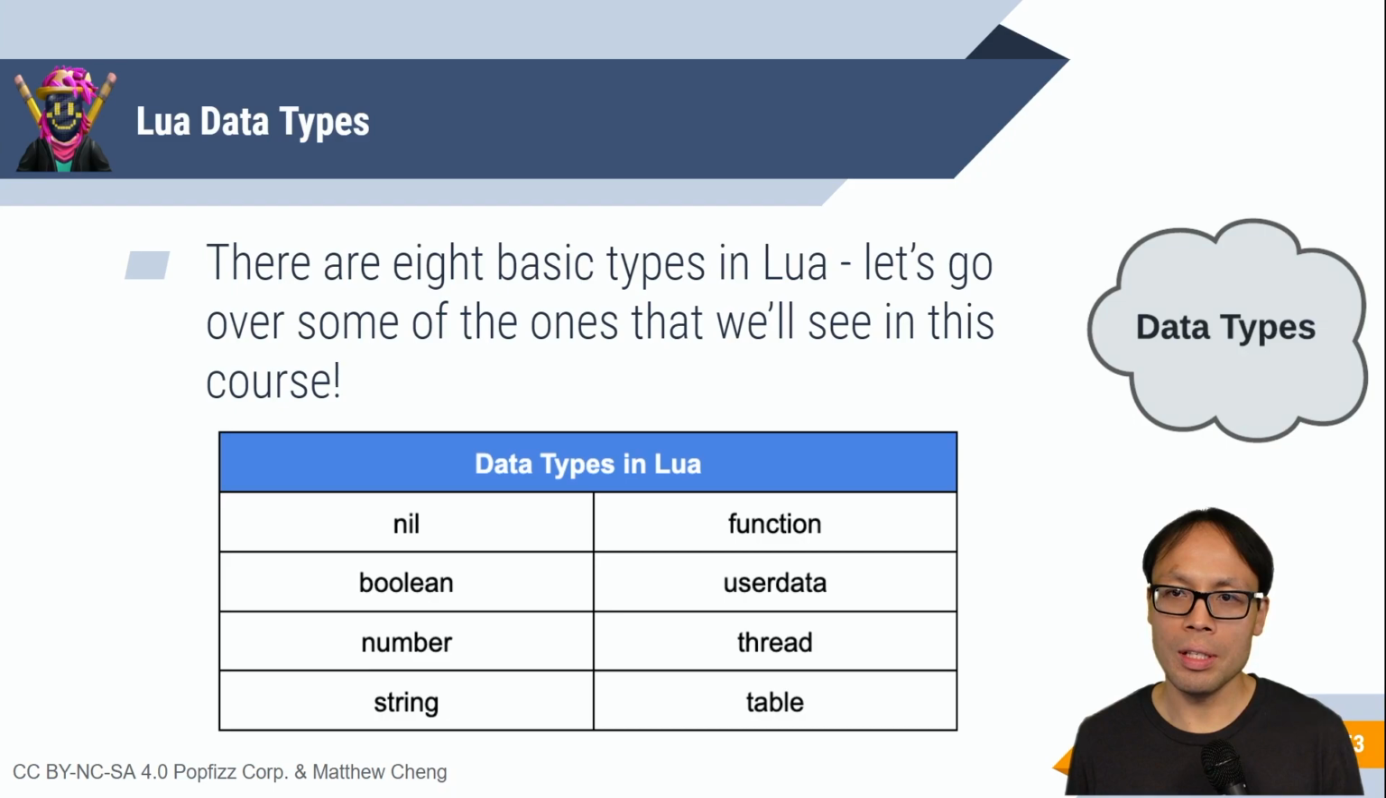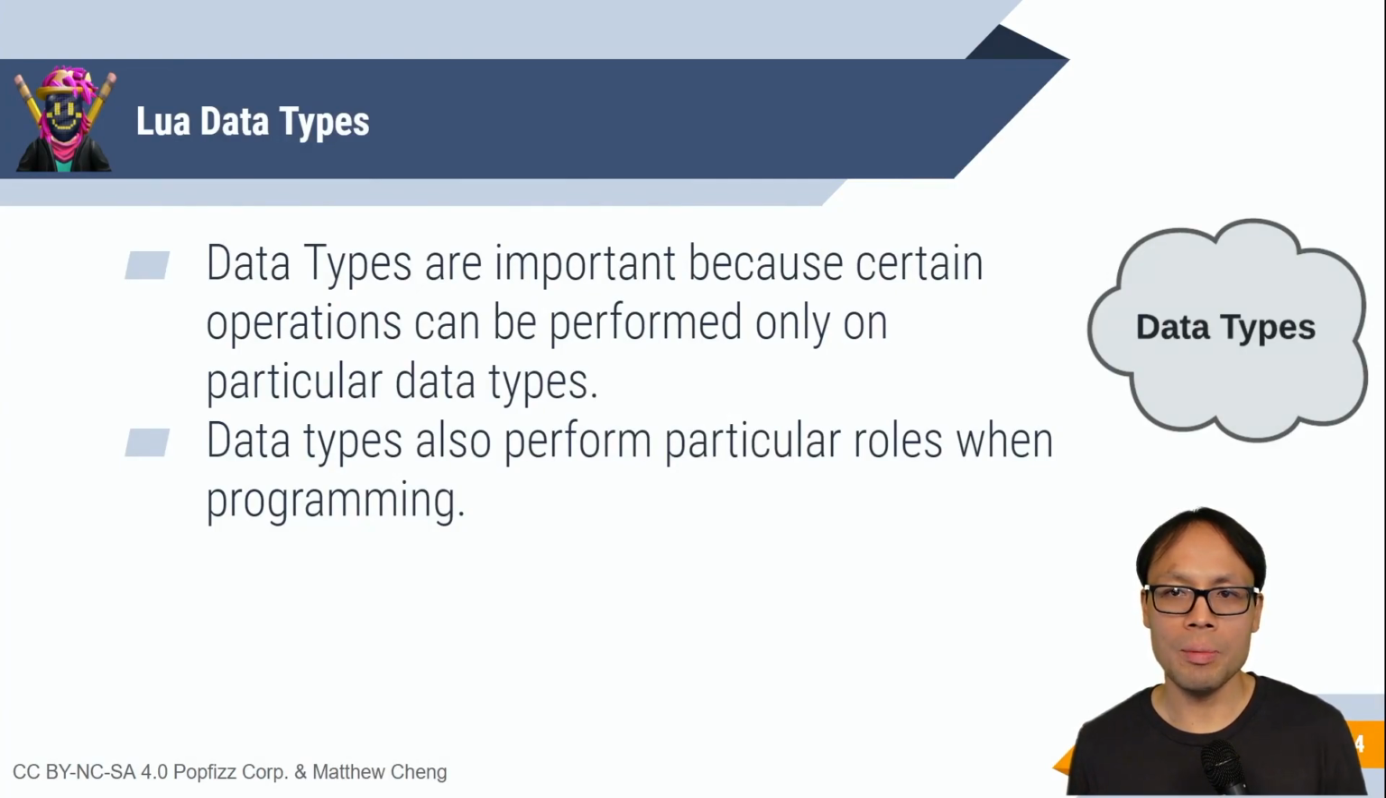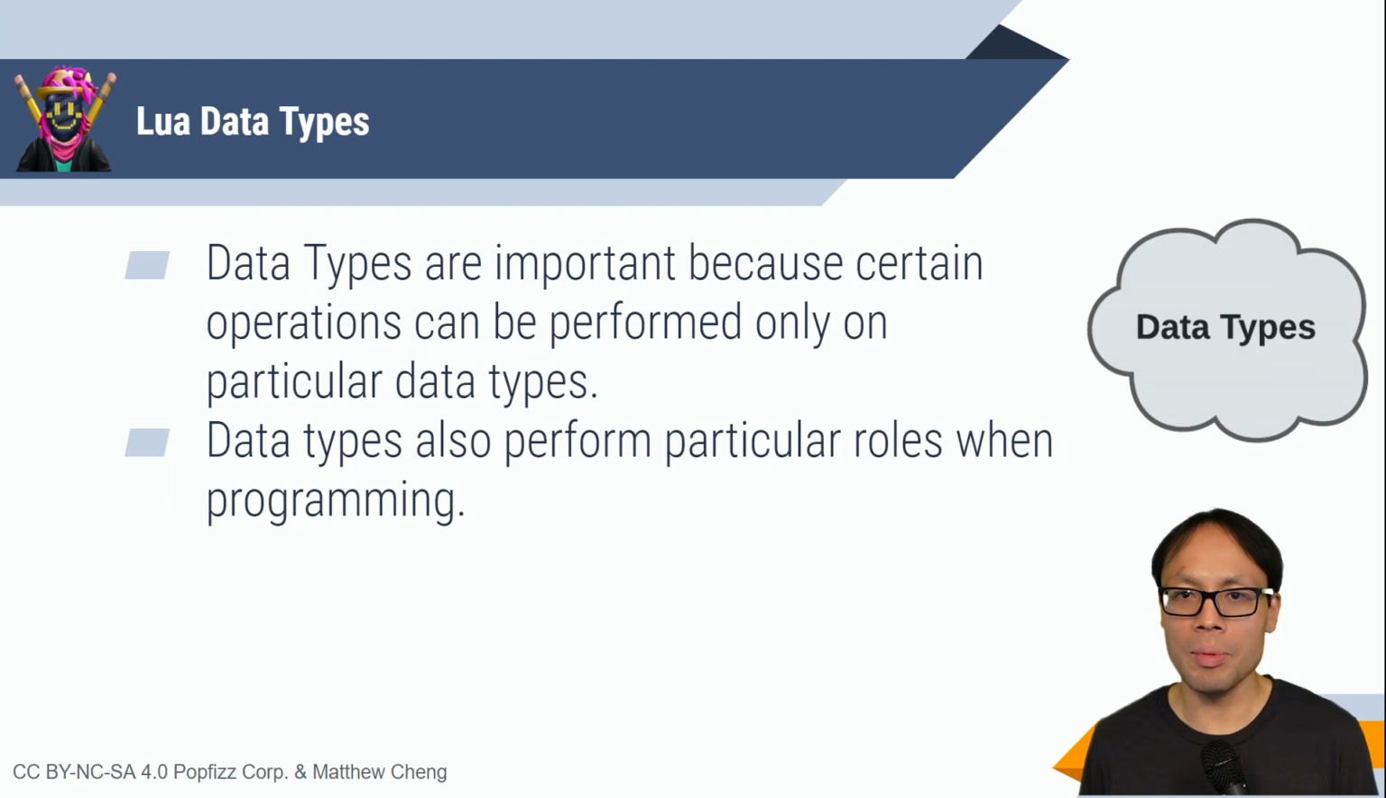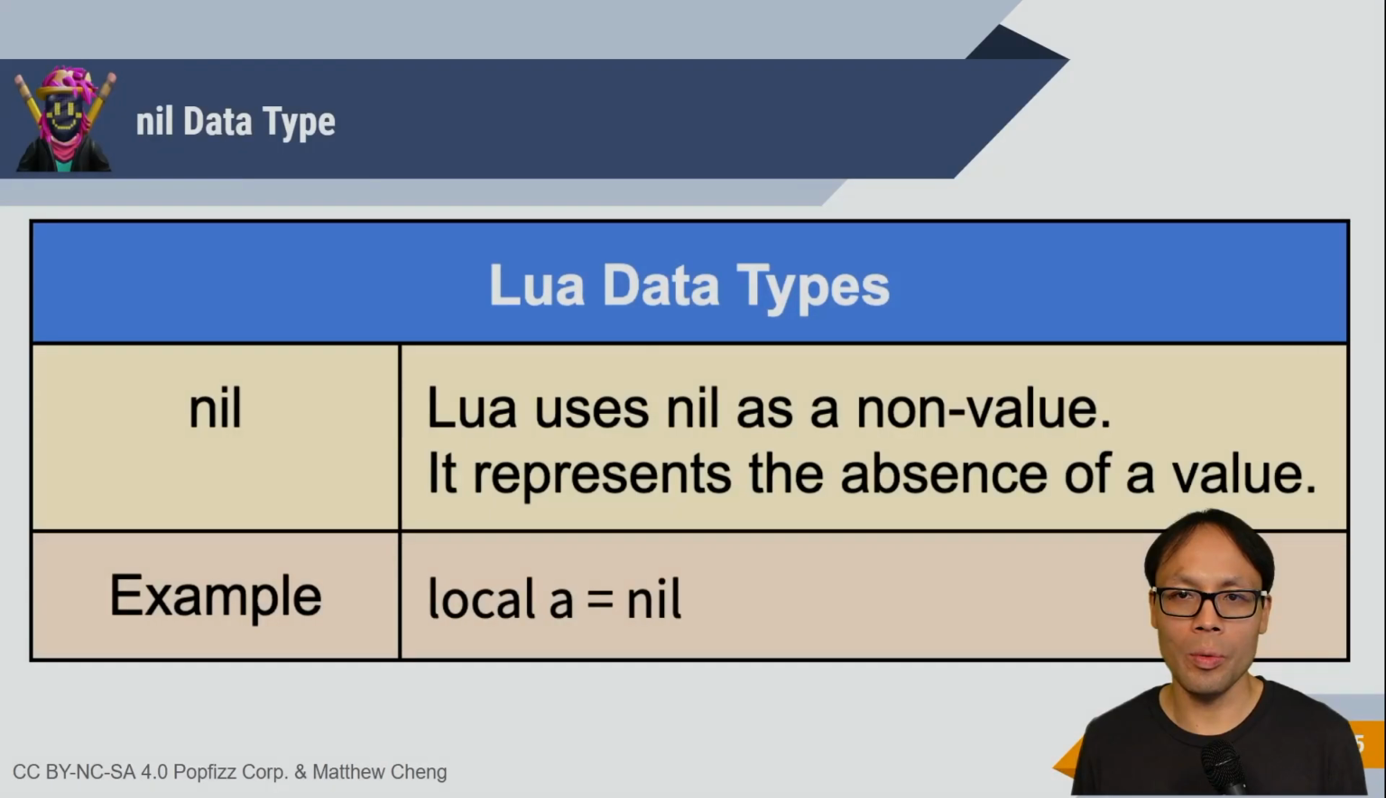There are 8 basic data types in Lua, and we're going to go over a number of them in this lesson. Data types are important because certain operations can be performed only on particular data types. Data types also perform particular roles when we are programming. So first we have a data type called nil.